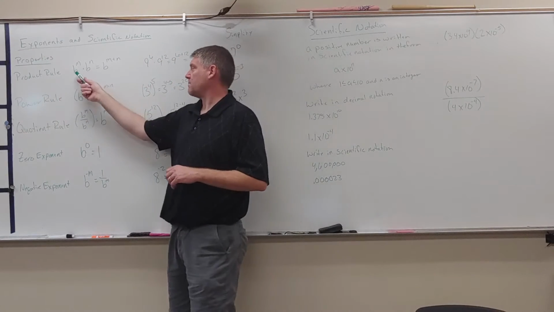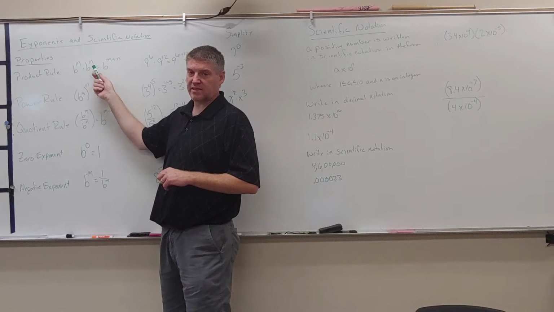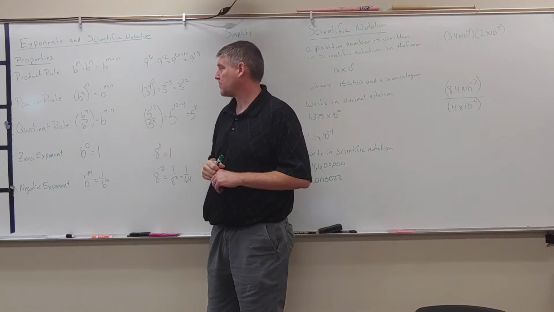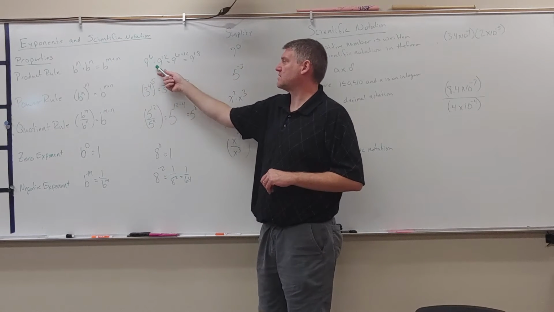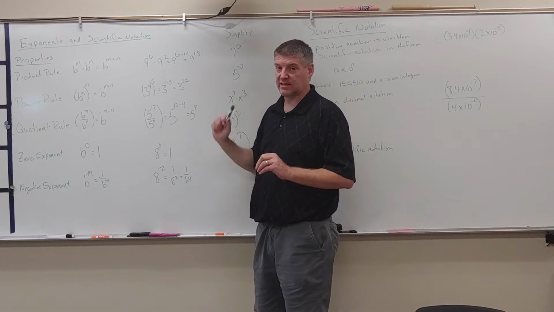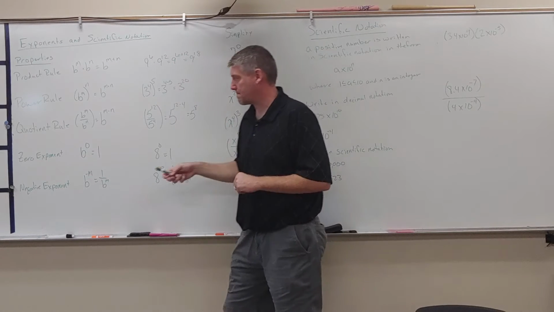So if I have b to the mth power times b to the nth power, that's going to be b to the m plus nth power. Our example is 9 to the 6th times 9 to the 12th becomes 9 to the 6 plus 12, or 9 to the 18th. So if I multiply, I add the exponents.